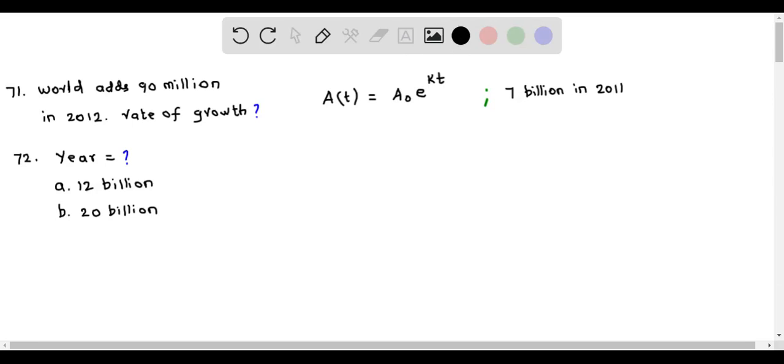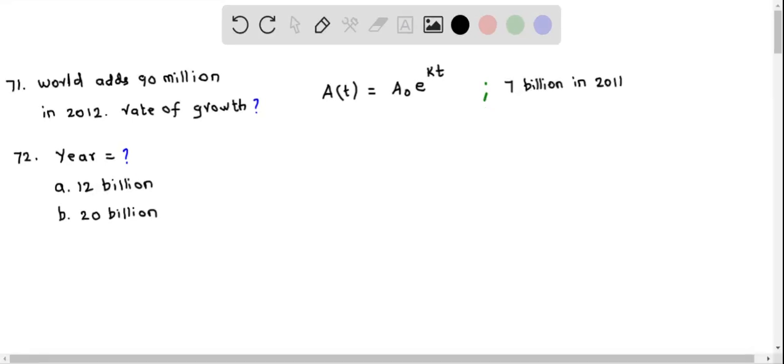Let's determine the rate of growth using the given information. So we are given this growth model, that is A of t equals A naught e raised to the power of kt, and we are also given that the world population in year 2011 is 7 billion, and it adds about 90 million in year 2012.